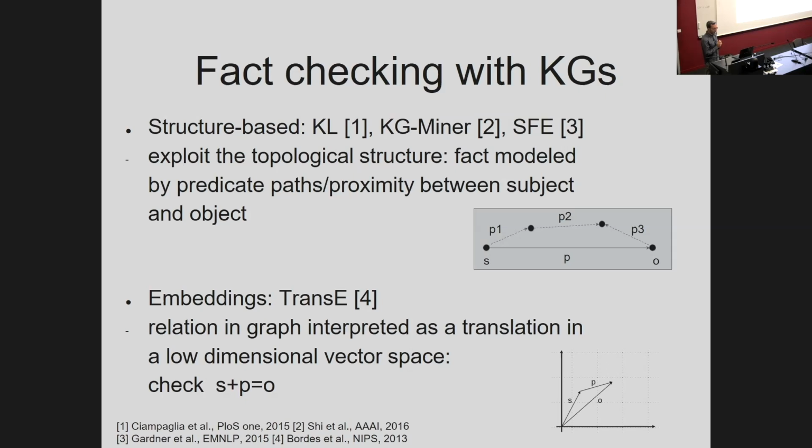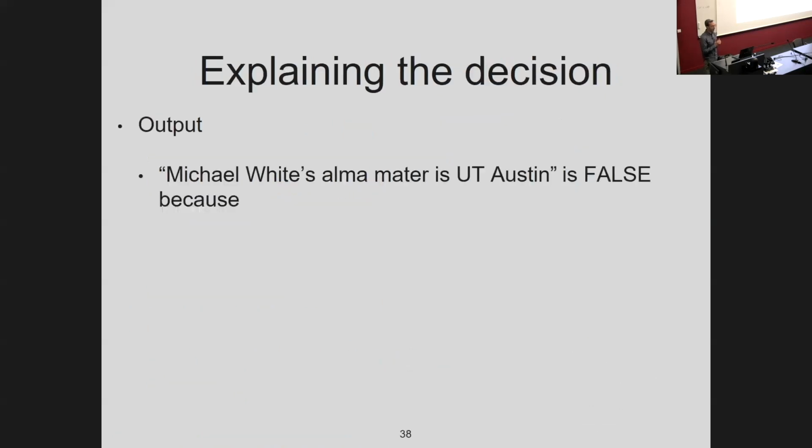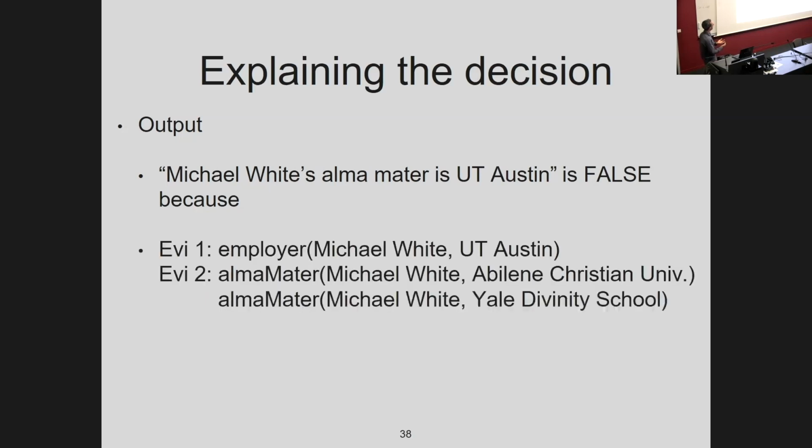Okay, so let's go back to the Michael White example. In this case, we would like to be able to use the evidence. There is no information that he works at UT Austin, but we believe from our model that we should expose some evidence that justifies the fact that we say it's false. So the triples about the fact that he works in this university and the fact that he has an alma mater. But maybe there are hundreds, thousands of triples about this guy. So why are those the triples that are important? That's the challenge. How do we come up with this?